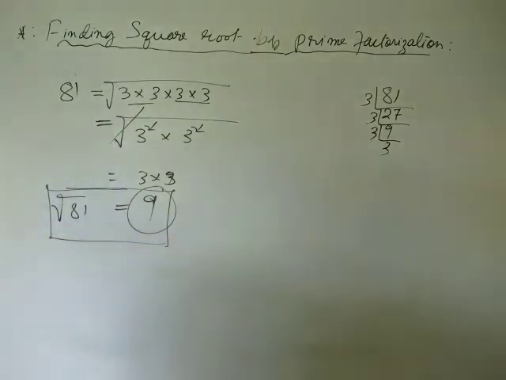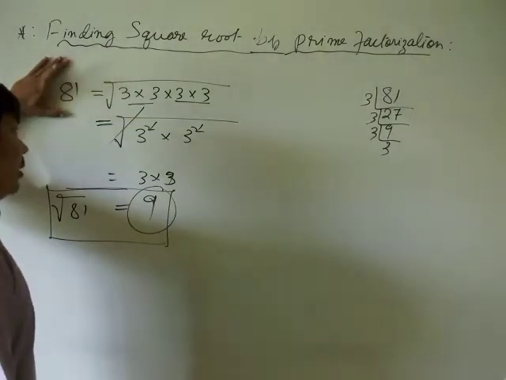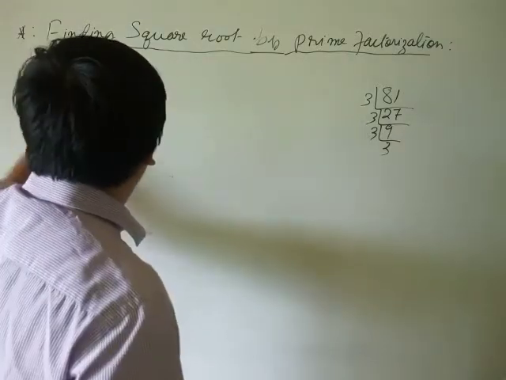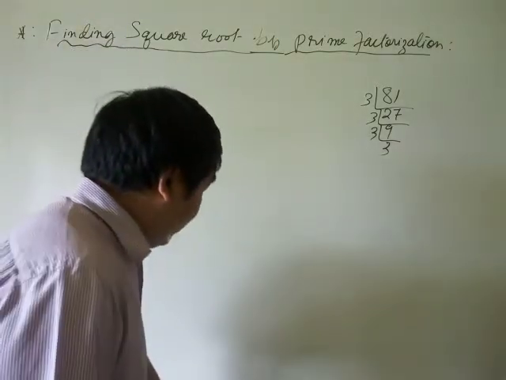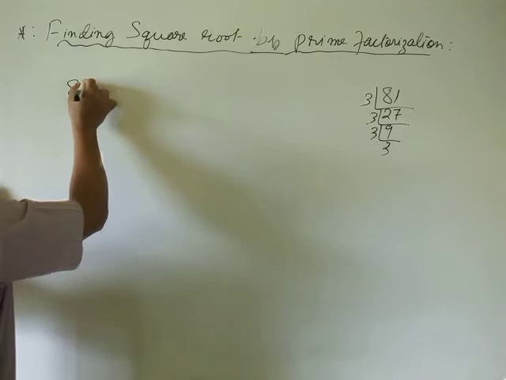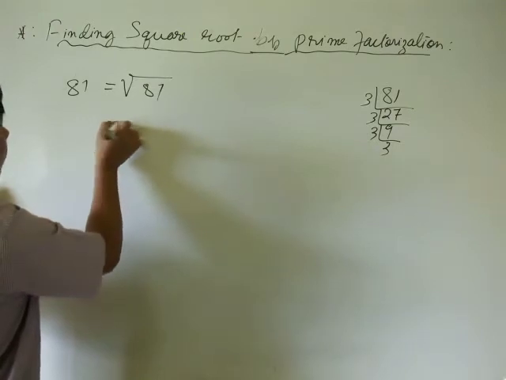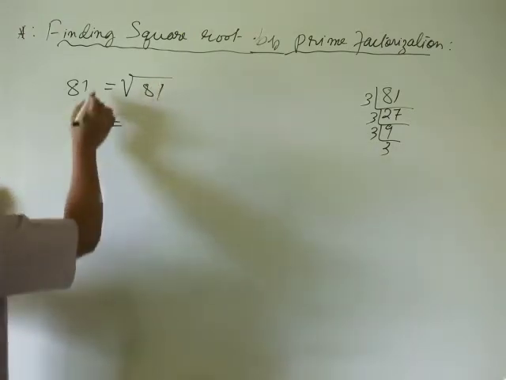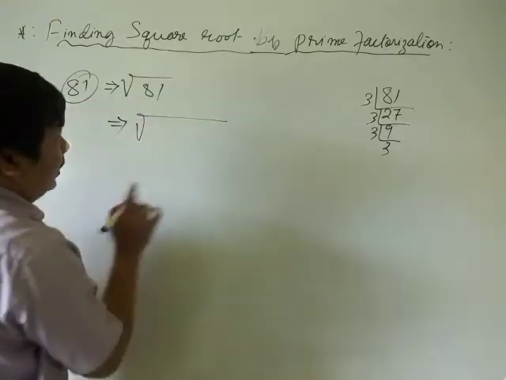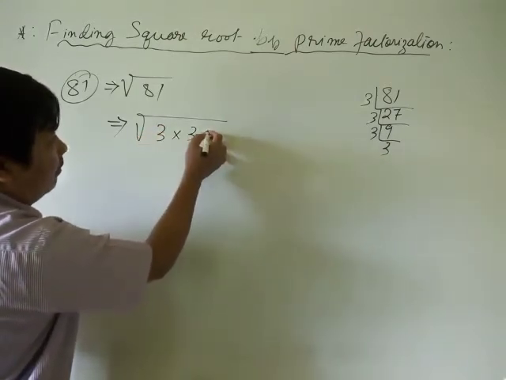Okay, any confusion? There must not be any confusion. Once again, how you can represent: we are asked to find the square root of 81. Square root of 81 means root over 81. So how can you explain it? 81 can be written in the form of the product of its prime numbers.